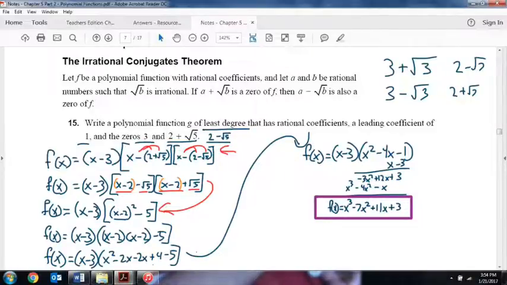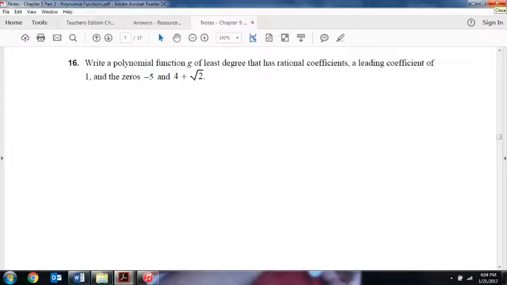Alright? Let's try the second one. So it says write a polynomial function of least degree that has rational coefficients, a leading coefficient of 1 and zeros of negative 5, and 4 plus the square root of 2. So that means we also have 4 minus the square root of 2 to deal with. Your conjugates theorem means if you've got one, you've got the other. So here we go. We're going to flip that sign to make it our root.